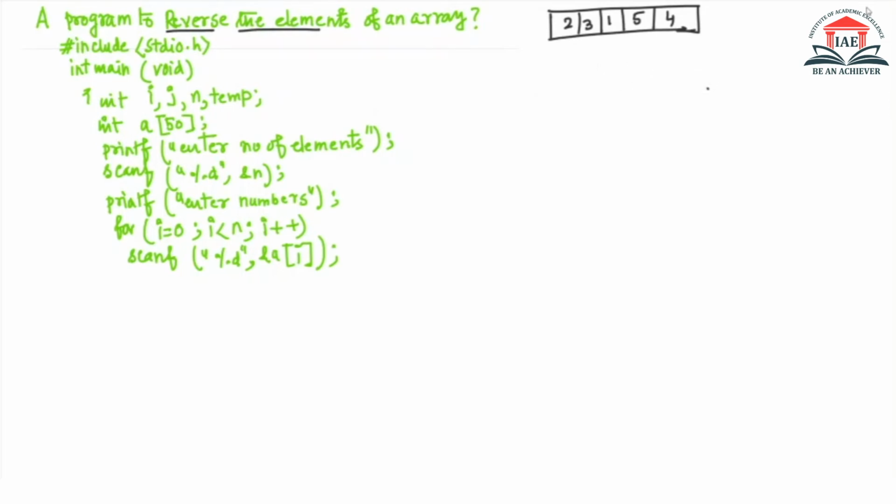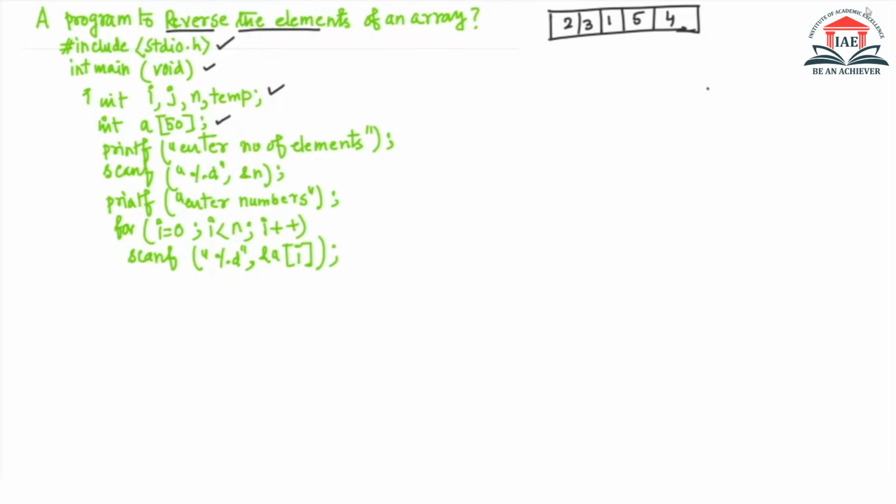I am describing the logic. Before that, I just described that this is a hash include. You know that header file. This is a main, i, j and temp. These are the corresponding variables we have to use. This is a[50]. You can use less than that. That is the maximum number of elements.